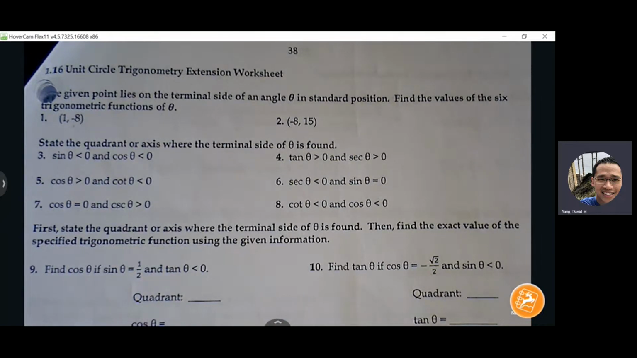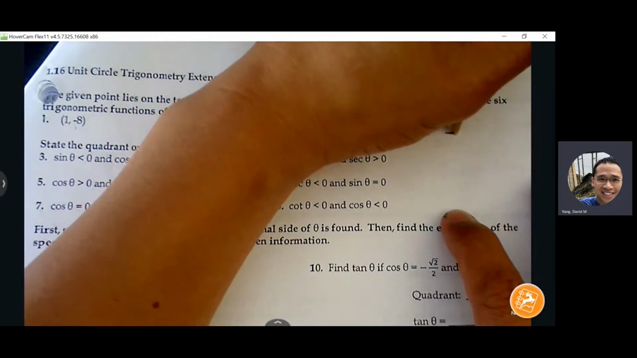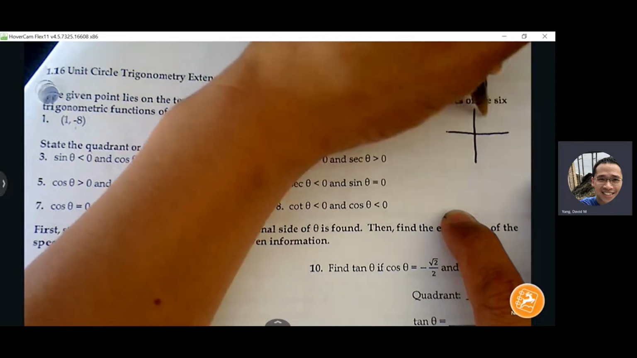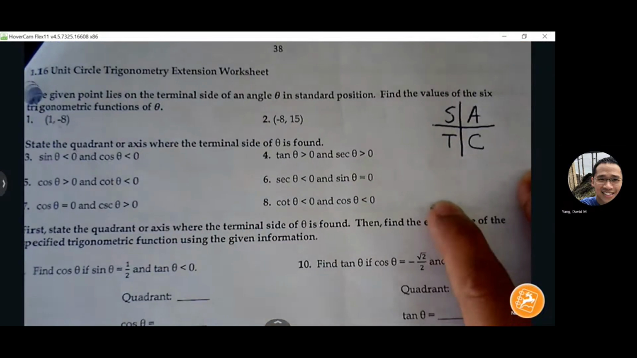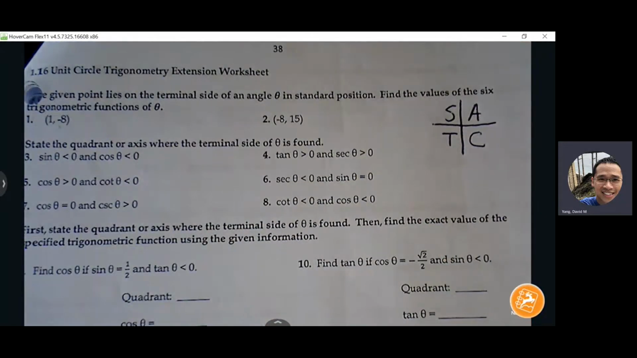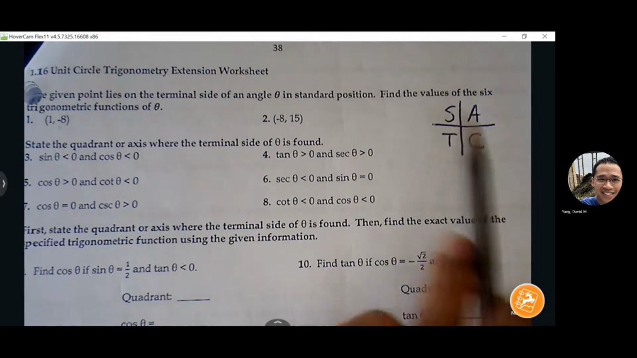Just a little intro into it. I think this is where something like this is really helpful. So we got to create the quadrant chart that we talked about. So A, S, T, C. Again, this represents the fact that everything in the first quadrant is positive. Second quadrant, only sine and cosecant are positive. Third quadrant, only tangent and cotangent are positive. Everything else is negative. Fourth quadrant, only cosine and secant are positive. Everything else is negative. Okay.